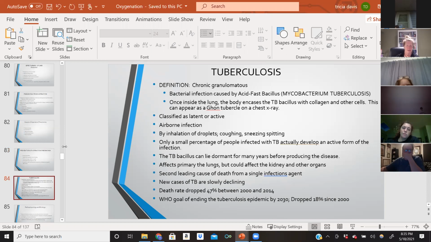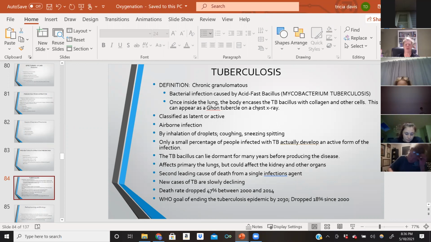All right, so next we're going to talk about tuberculosis. This is a bacterial infection that's caused by Mycobacterium tuberculosis, or they also call it acid-fast bacillus. So once the bacteria is inside the lung, the body encases the TB bacillus with collagen and other cells. This is going to appear as a Ghon tubercle on a chest X-ray. You'll be able to see it.